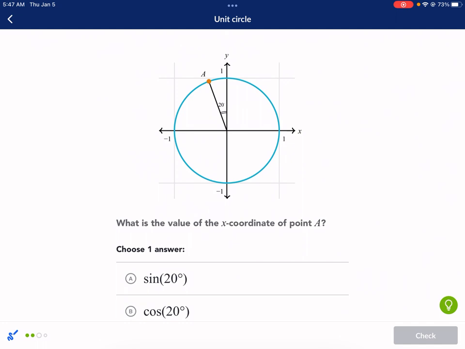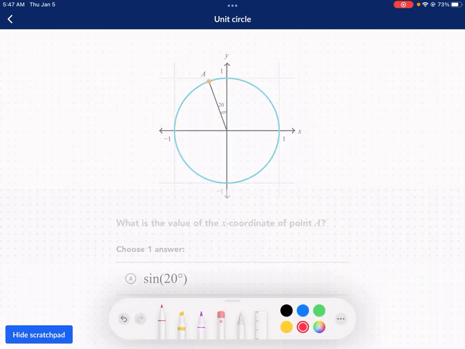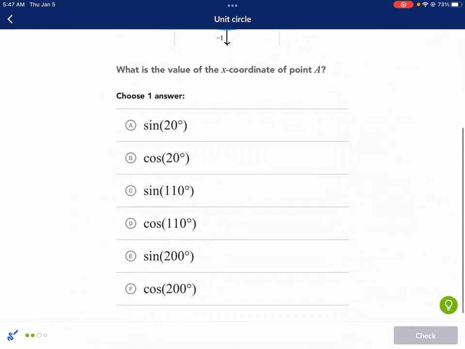Okay, what is the value of the x-coordinate of point A? Okay, so it tells us a few things. One, it tells us that we got this 20-degree angle from this 90-degree point. Just don't think this is a 20-degree angle. It's really not. It's really 90 plus 20. So really this is 110 degrees that we're talking about here.